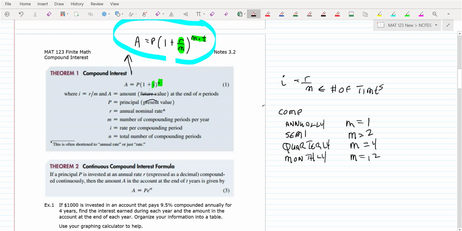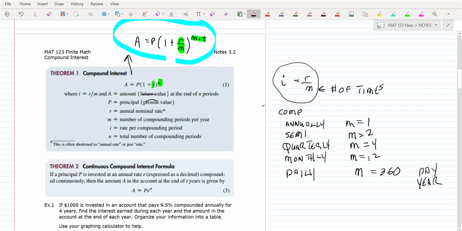So in this compound interest formula, when you do I is R over M, just use the interest rate that's always given to you, and M is the number of times you do interest. You're generally going to do annually, semi-annually, quarterly, or monthly. You could also do daily, and for daily, what we usually do is a 360-day year. That's what I'll do, and that's what our textbook does.